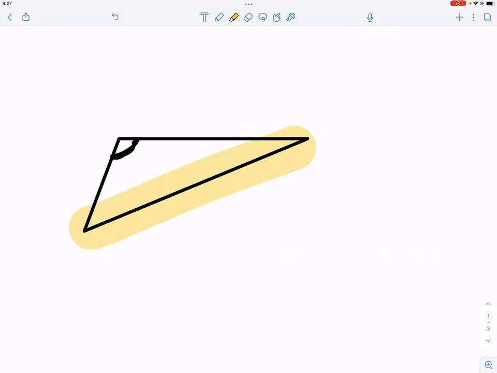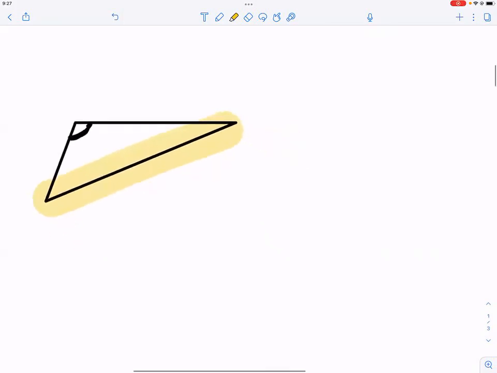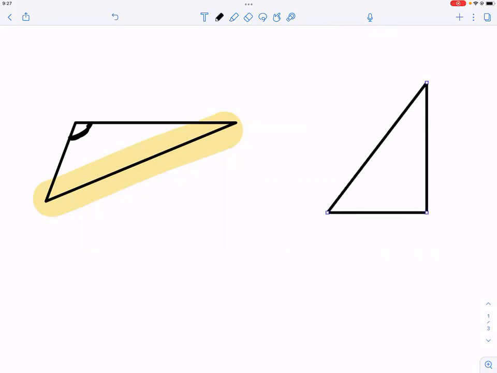If it's the biggest angle, then the opposite side must be the longest. Well, if it is a right triangle, it's called the hypotenuse. So that should come hand in hand since you brought up the word hypotenuse. We say that this hypotenuse is the longest side of a right triangle because the right angle is the biggest angle, right?